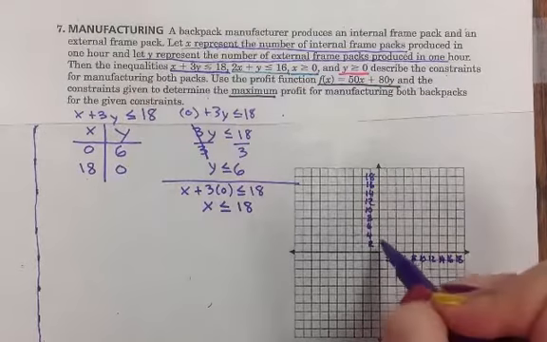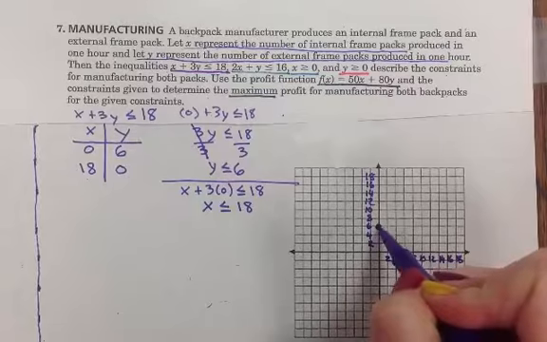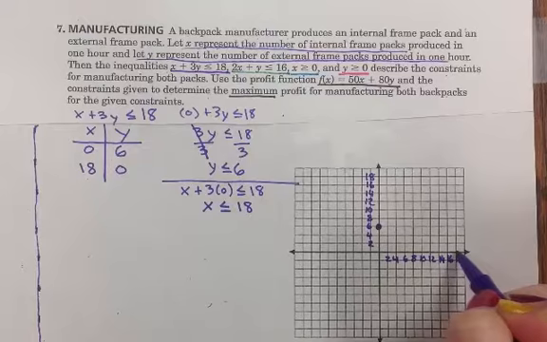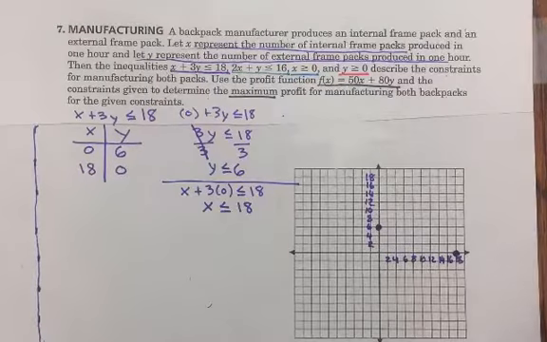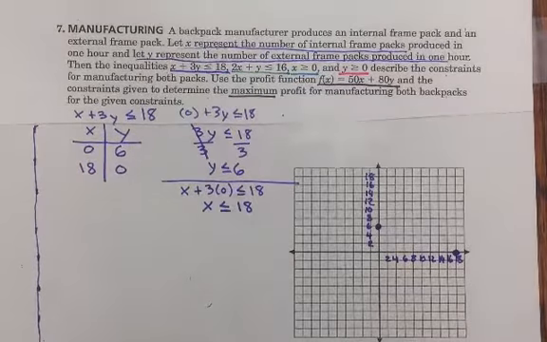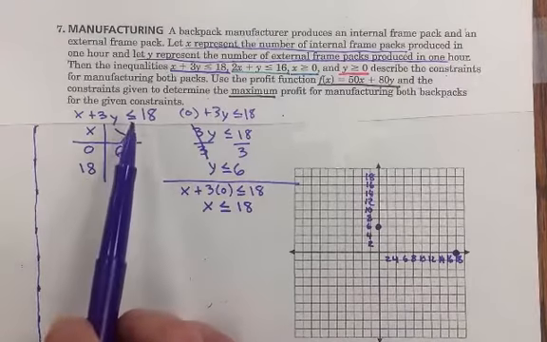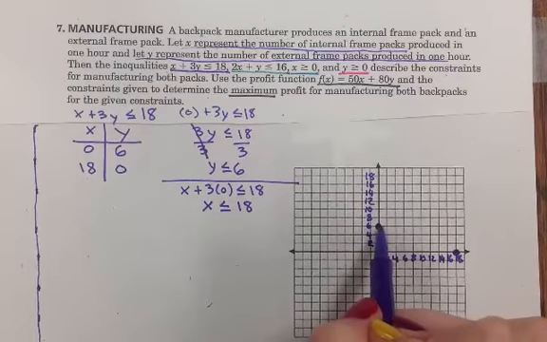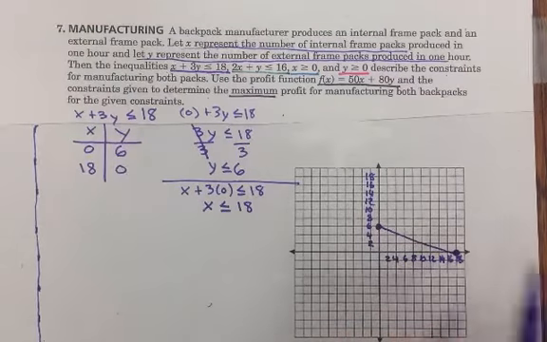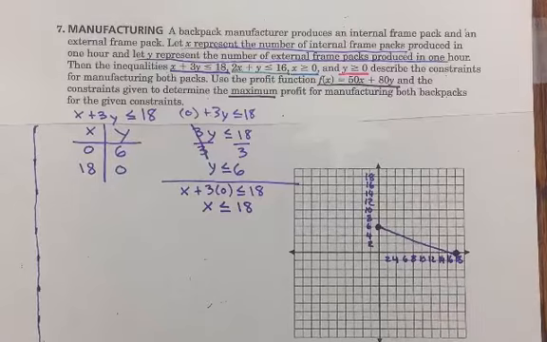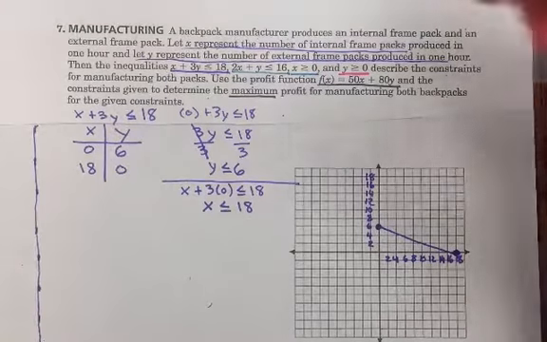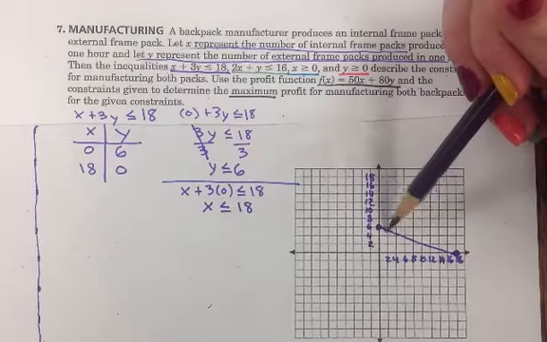So now if we go up to (0, 6), we'll be right here. And (18, 0) is all the way down here on the x-axis. We can connect those 2 points with a solid line because less than or equal to means we have to have a solid line. And so we need to shade in everything that is below that line because less than means everything that is less than that.